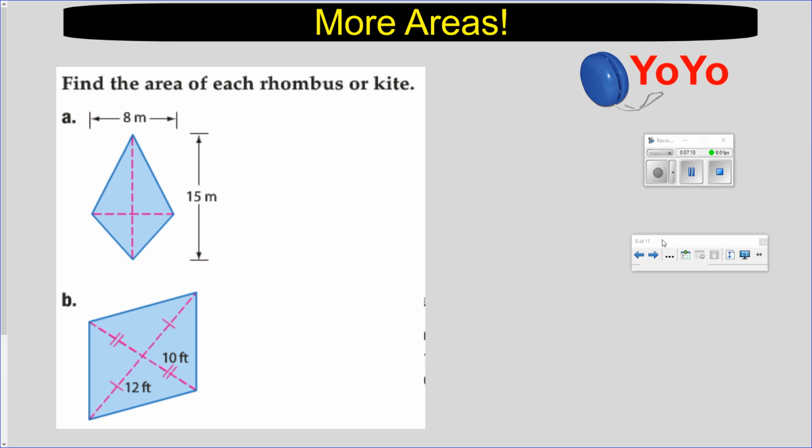All right. I want you to try these 2 on your own. Go ahead and pause for 2 minutes and try both of these. I want to point out real quick that this length right here is just half of the diagonal. It's not both diagonals. Okay, so don't let that throw you off. Go ahead and pause and go.